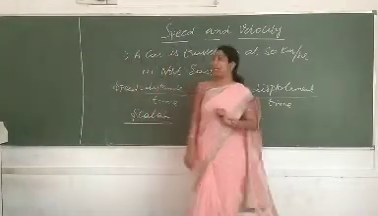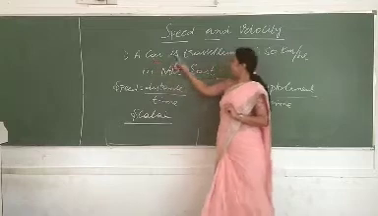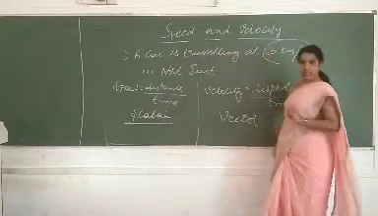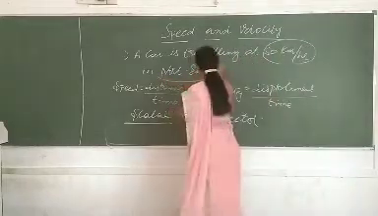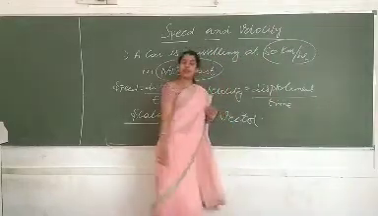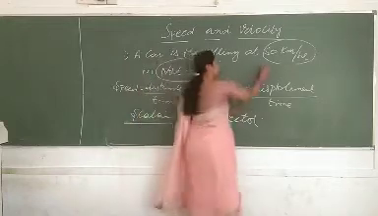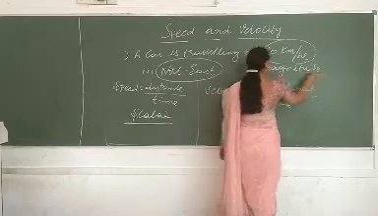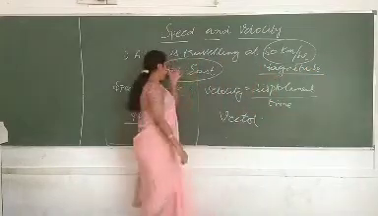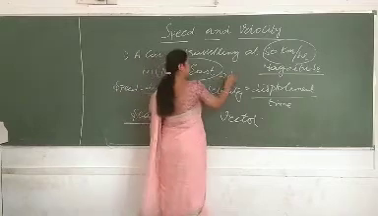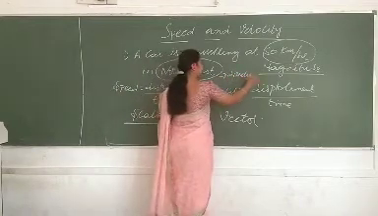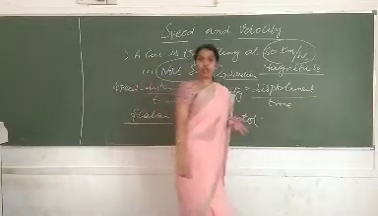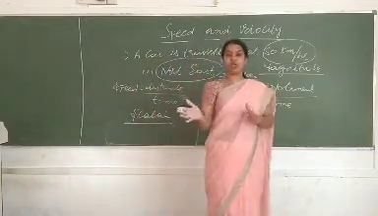Now let us go back to our example. A car is traveling at 50 kilometers per hour in the northeast. So 50 kilometers per hour is representing the magnitude. It is representing the value. Northeast is representing the direction. So here in the given example, we have both magnitude as well as direction.